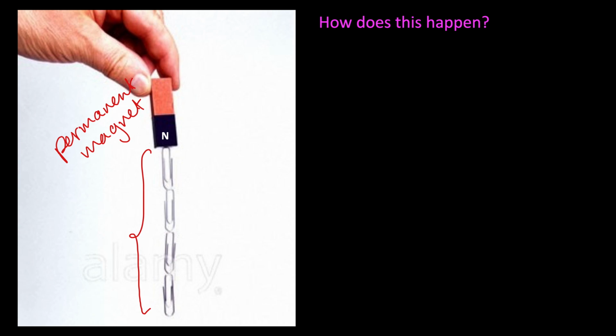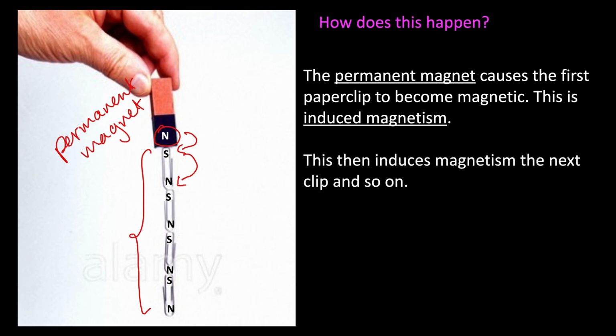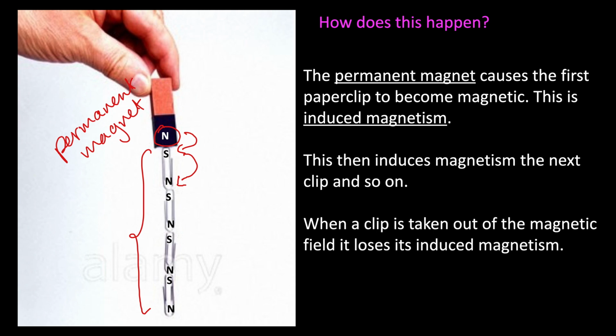Interestingly, the North Pole here induces a South Pole right below it. This therefore induces a North Pole below that, and so on. This allows the paper clips to be attracted to one another and be held up by the permanent magnet. This is called induced magnetism and continues from paperclip to paperclip. It should be mentioned that this only happens within the magnetic field of the permanent magnet.